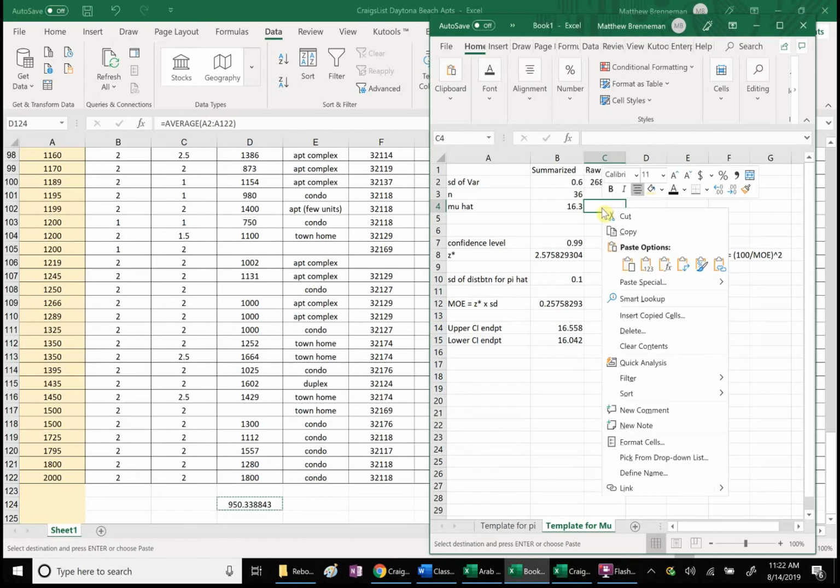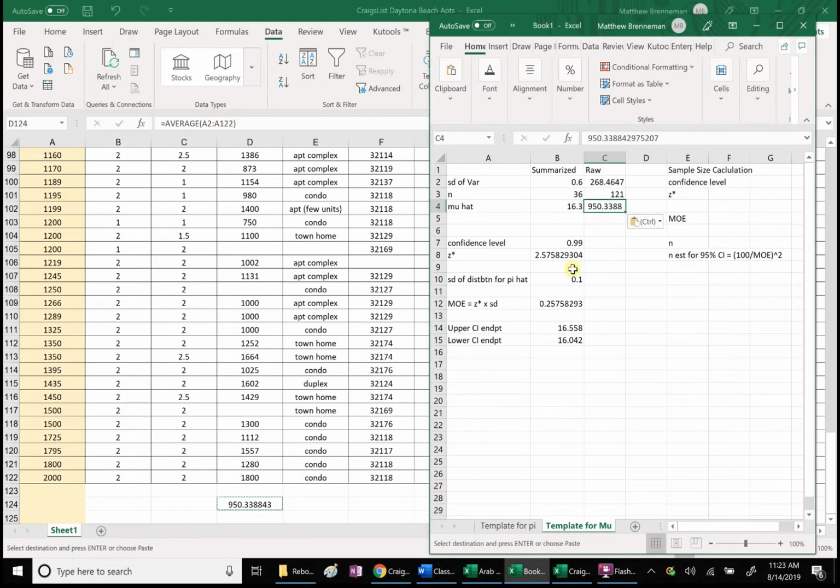Paste as values, and I'm okay. And now everything else goes right over. In fact, I happen to want a 99% confidence interval. Make sure that you change the confidence level, okay?